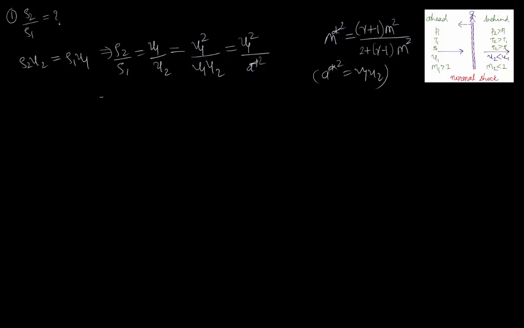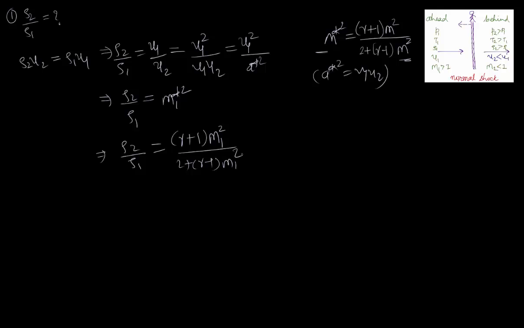So what will be our ρ2 by ρ1? It will be U1 square upon A star square, which is nothing but M1 star square. And we know the relation between M star and M. From this equation we can write ρ2 by ρ1 equals gamma plus 1 M1 square divided by 2 plus gamma minus 1 into M1 square. So this is the ratio of densities ρ2 by ρ1.